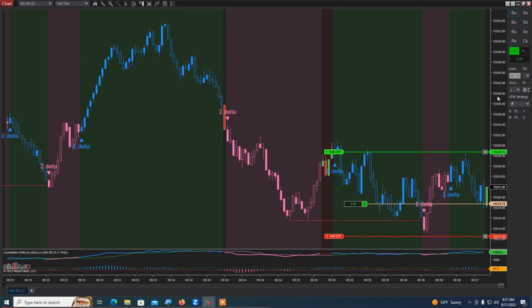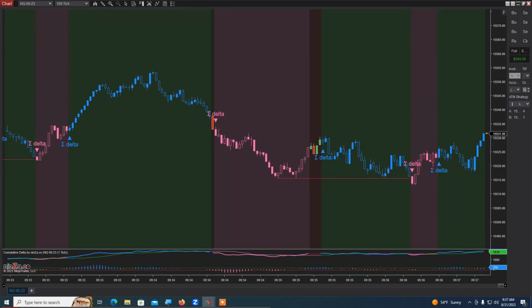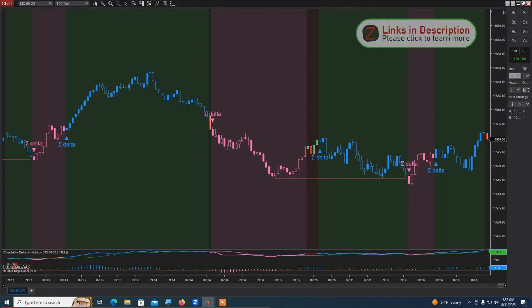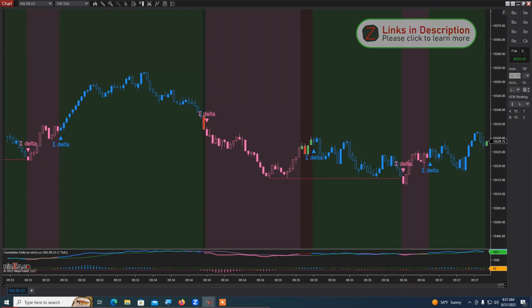So real fast, just trying to catch this long. Cumulative delta is bullish, trying to catch a very quick long. This was a quick long. So today I just wanted to get a couple of trades in with this 150K valuation account.